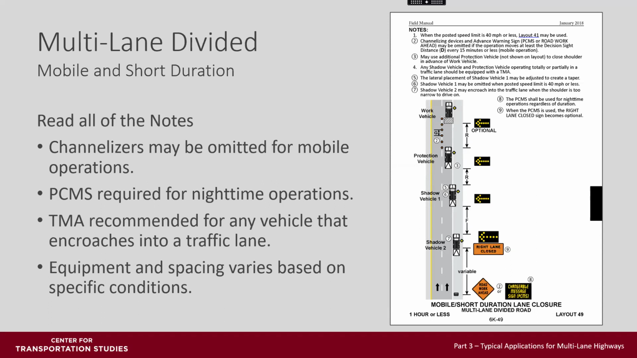Again, if this layout is used, the channelizers may be omitted if it's actually a mobile operation. Note that this is for 1 hour or less. The portable changeable message sign is required for nighttime operations. And the truck mounted attenuator is recommended for any vehicle that encroaches into a traffic lane. Equipment and spacing varies based on specific conditions of the roadway. Remember, decision sight distance and the roll ahead distances are very important.